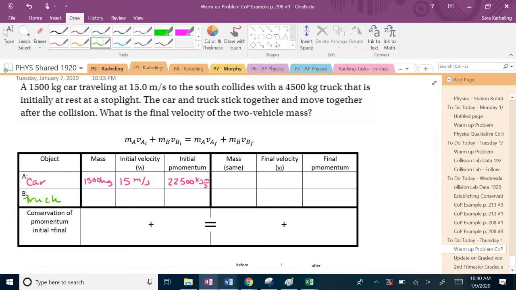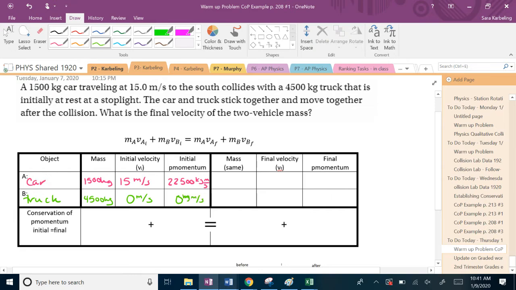Let's talk about the truck before the collision happens. The mass of the truck is much larger. It's 4,500 kilograms. But is it moving before the collision? It's not. It's just sitting at a red light, or a stoplight. And so how much momentum does it have? Zero. None. Kilogram meters per second. All right.